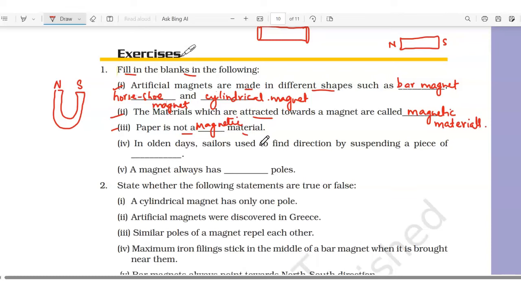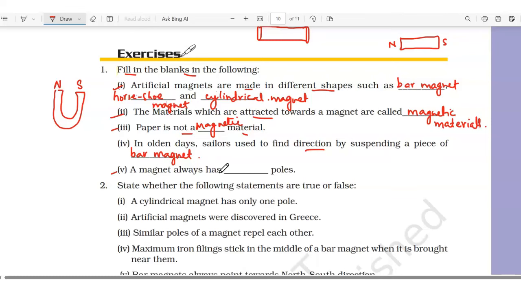In olden days, sailors used to find direction by suspending a piece of bar magnet. You know, if you suspend a piece of bar magnet freely, it will point towards the geographic north and geographic south, indicating the direction. That is why in olden days sailors used to use the bar magnet to find the direction.